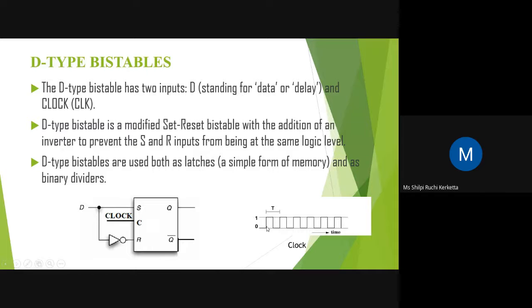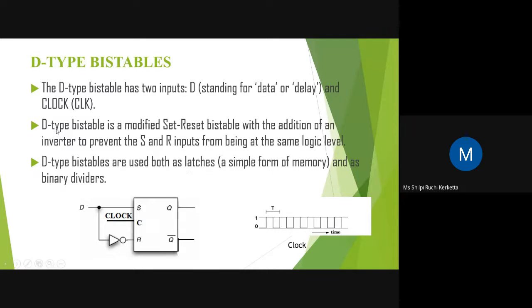If we consider this side of the clock, we will call it the rising edge. And if we consider this side of the clock, we will call it the falling edge, because here it is rising and here it is falling. This is not in the syllabus, but I'm telling you what the rising edge and falling edge are.